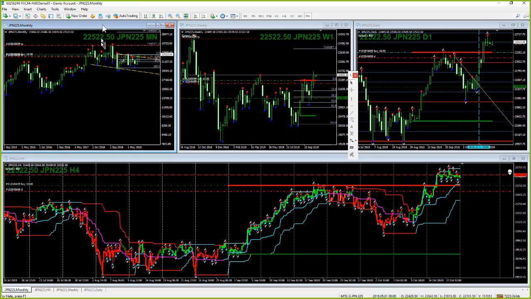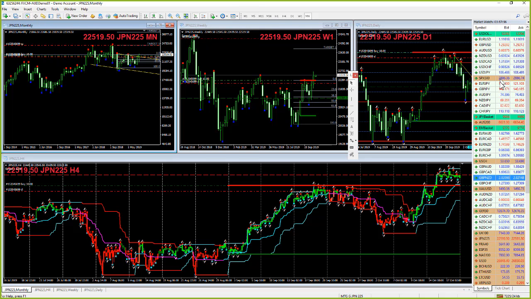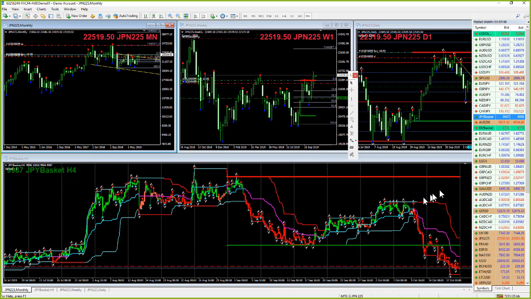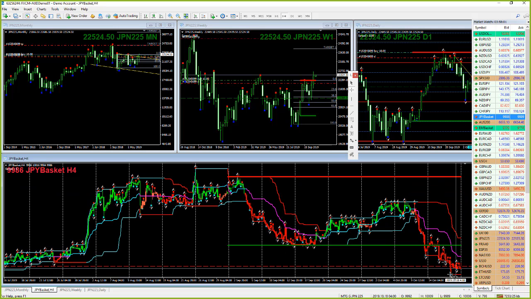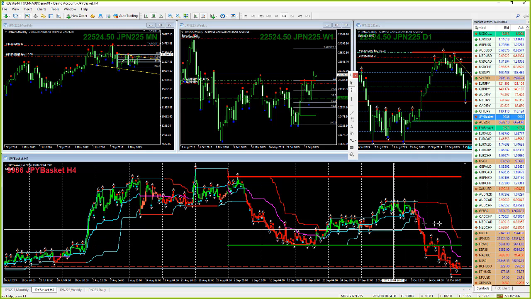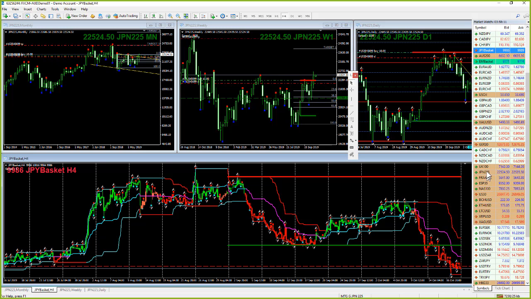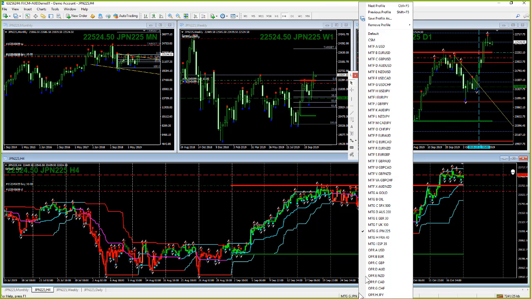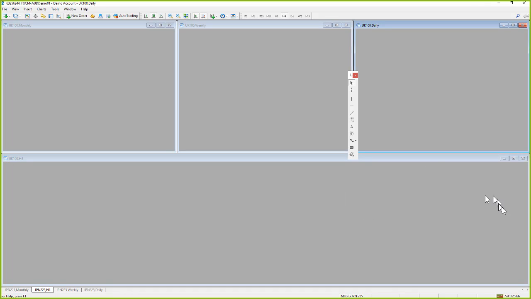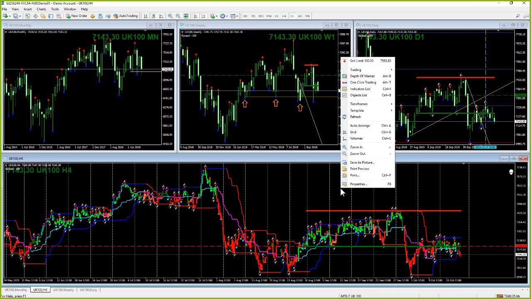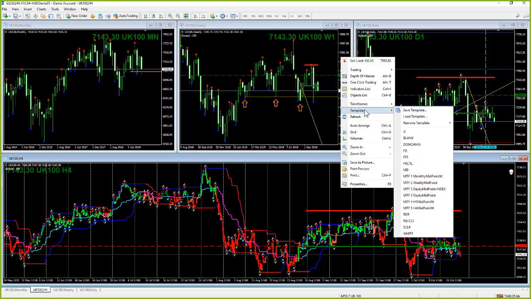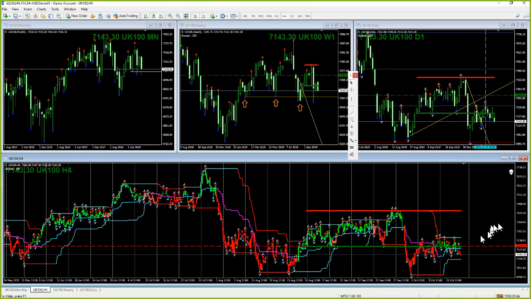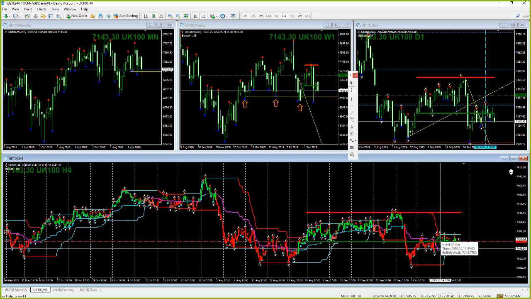So let me see how the JPY basket is. So yeah, for some reason it works opposite to this one. It's going the other way around, this one here. Okay. UK 100. So we were looking at this one just last week, and there it is. So it's going between there.